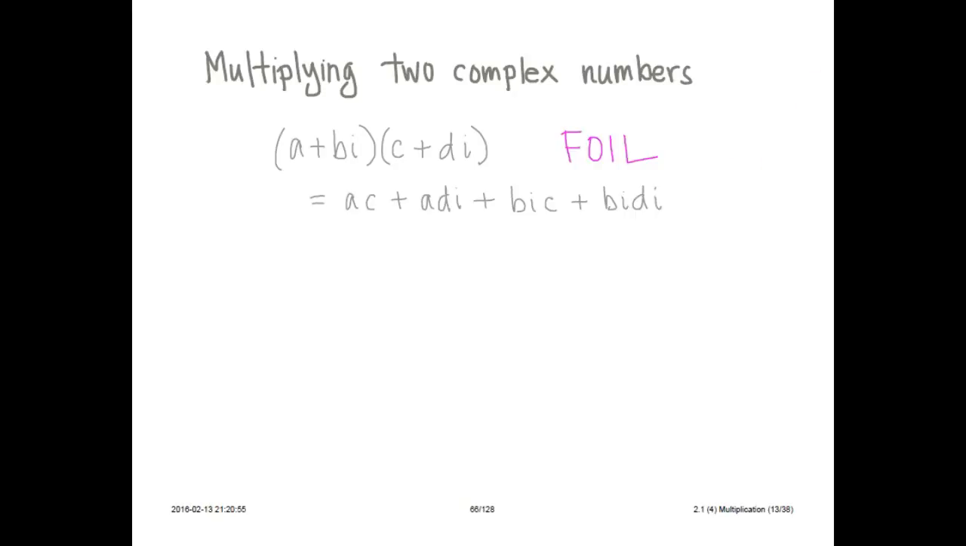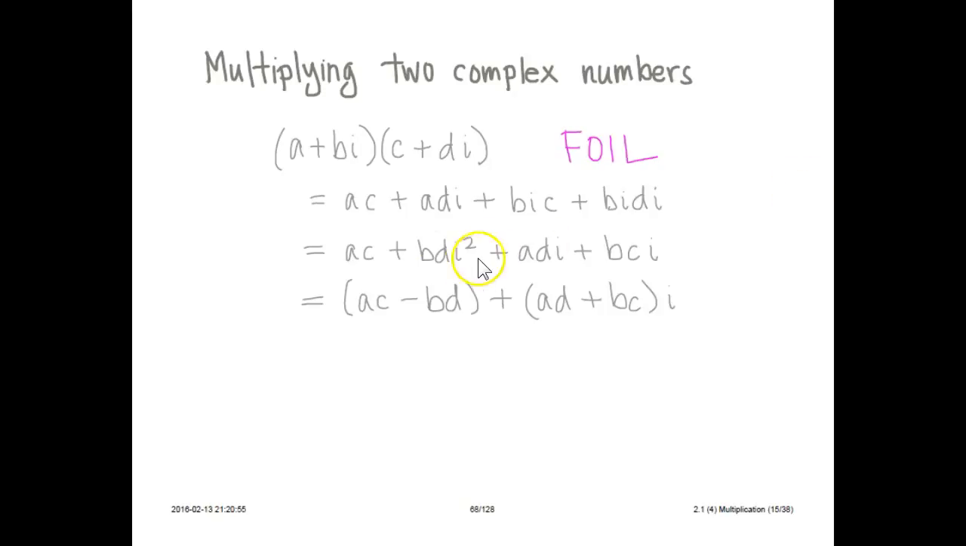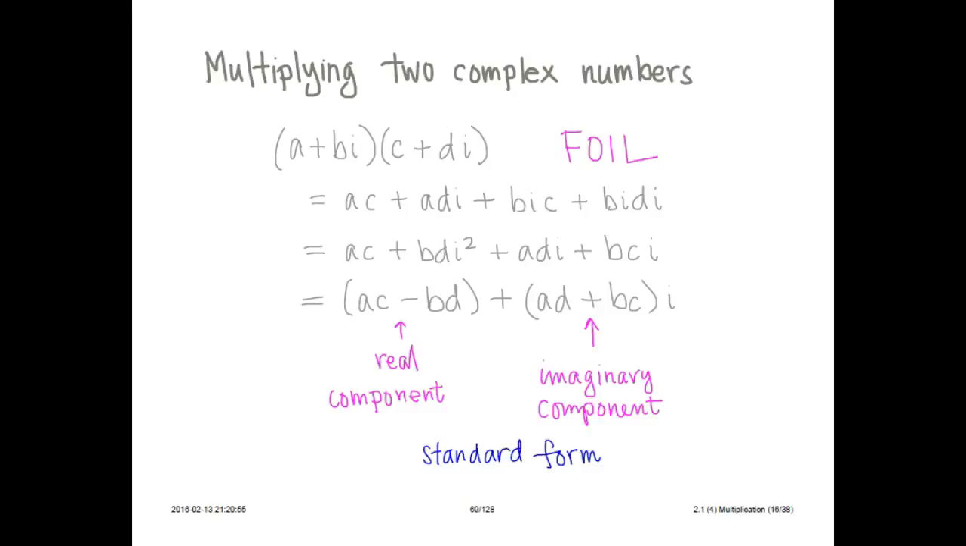We are going to FOIL these as though they were any other binomial. So here we have the result of multiplying a, the first real component, by everything in the second complex number, and then bi, the imaginary component, by the components of the second complex number. I'm going to rearrange so that I have now the real components on the left and the imaginary components on the right, because after all, this i squared here is going to turn plus bdi squared into minus bd, and on the right I factor out the i, and that gives me the imaginary component. There we go. And this is now in standard form with the real component on the left plus the imaginary component on the right.